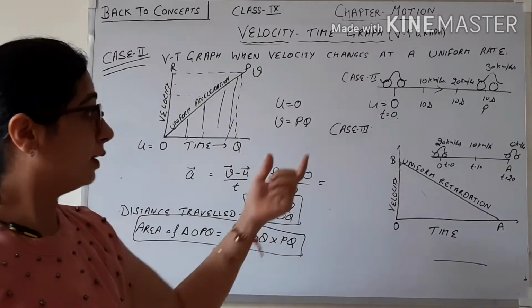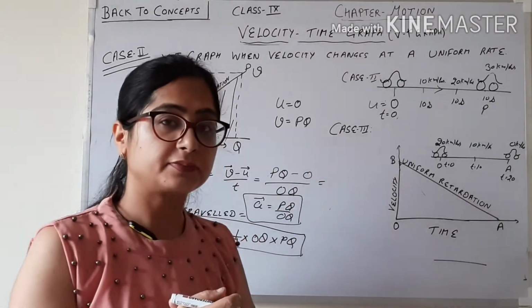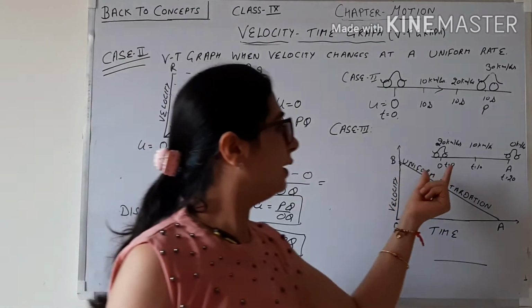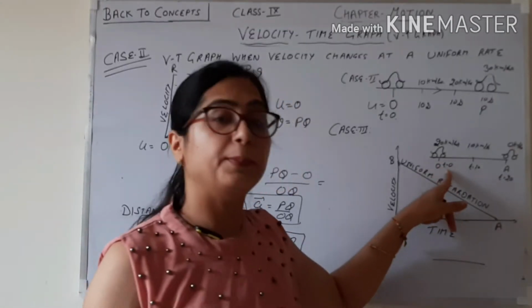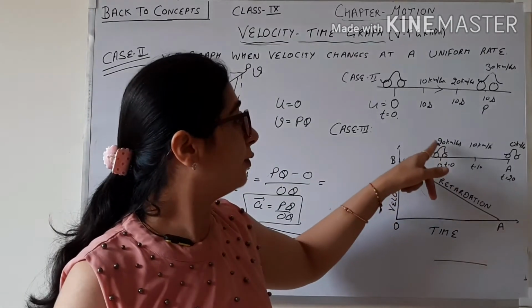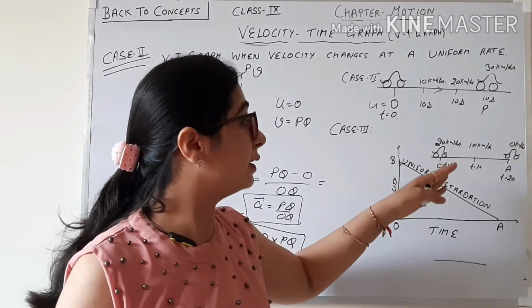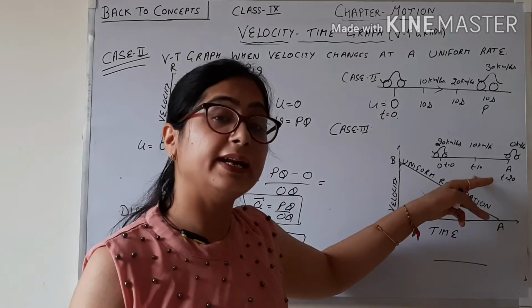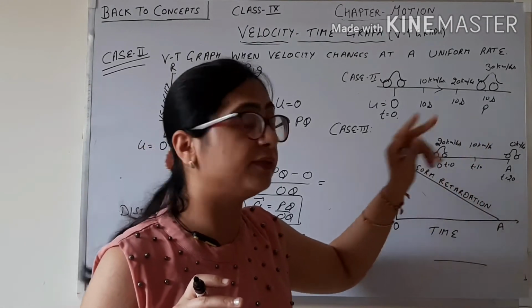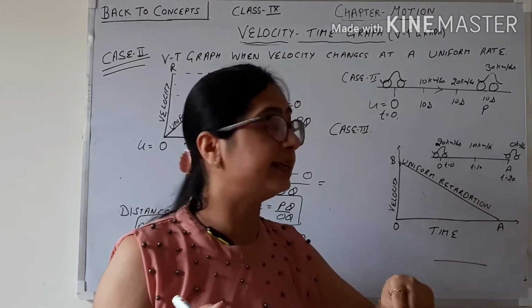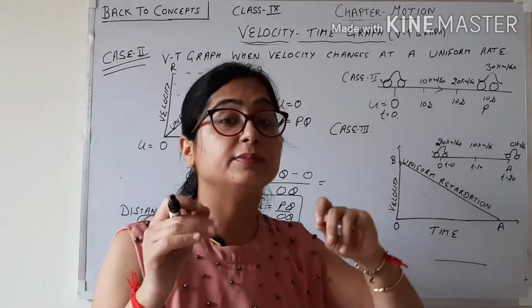Okay, now come to case number 3. Here also the acceleration is uniform. Okay, let's take an example. A body starts from 20 kilometer per hour velocity. When we started noticing, and after 10 seconds we noticed its velocity is 10 kilometer per hour, and after 20 seconds its velocity becomes 0.